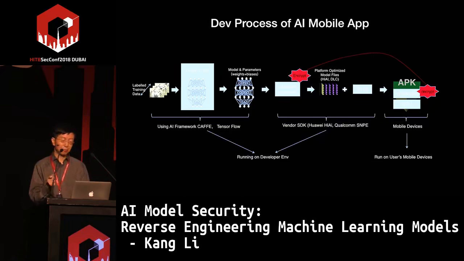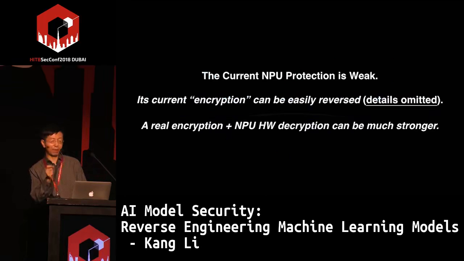Now, there are two things happening in this case, and we already talked to the vendor. Unfortunately, I cannot tell you the details, but one thing I can tell you is that this protection is so weak. In the previous slides I called it encryption, but it's not even real encryption, so I put quotation marks around it. You could easily reverse it. Because the vendor didn't give us permission, I cannot tell you the details, but you can figure it out by yourself. It doesn't take much time.